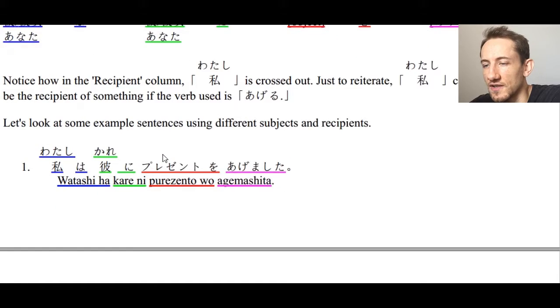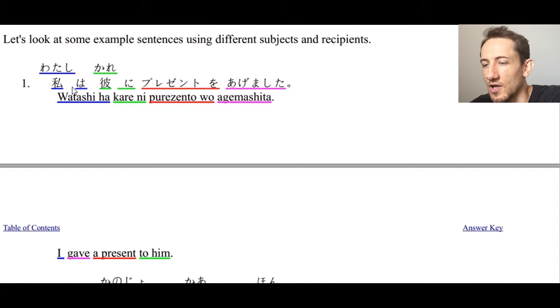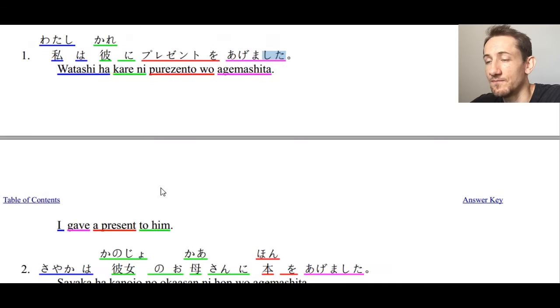We're going to look at some example sentences now. Number one, 私は彼にプレゼントをあげました。I gave him a present, or I gave a present to him. Here we have 私 in blue. I'm giving. 彼に, he is receiving. プレゼントを, the gift. I'm giving a gift. And we have あげました, the past tense of あげる. So I gave a present to him.